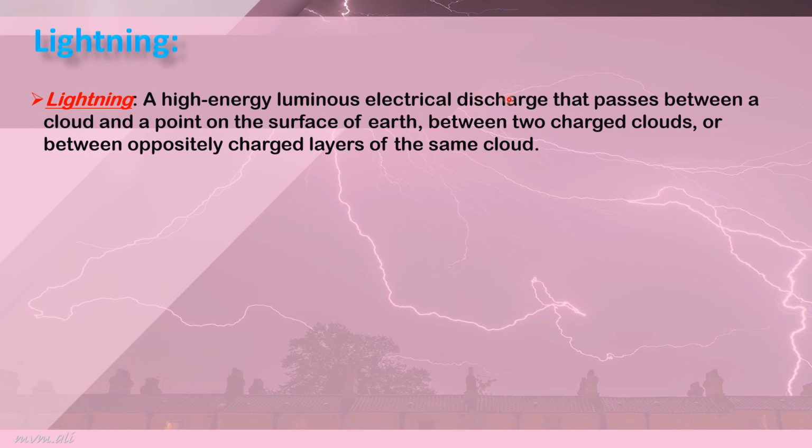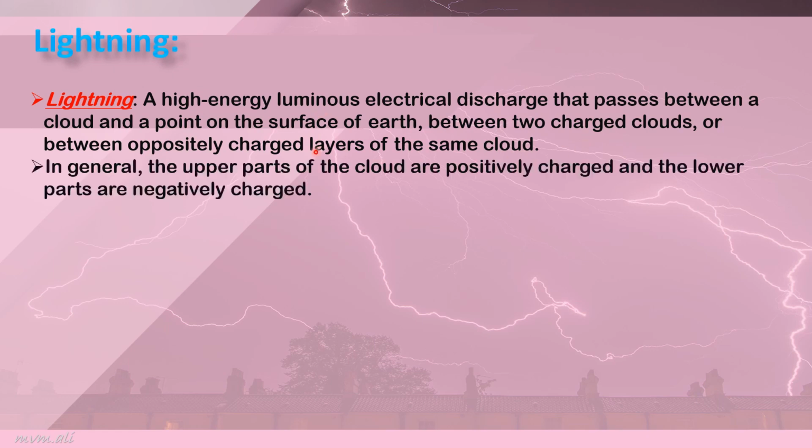It is not the normal electric discharge which we have seen in case of electrical transmission. It is a high energy luminous electrical discharge. It can be between a cloud and a point on the surface of Earth, or between two charged clouds, or between oppositely charged layers of the same cloud. These are the three main possibilities for lightning to occur. So we are discussing only these.